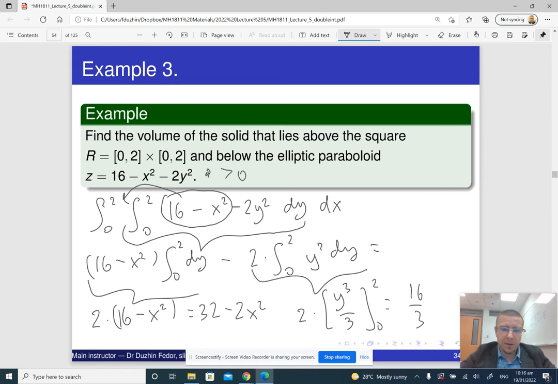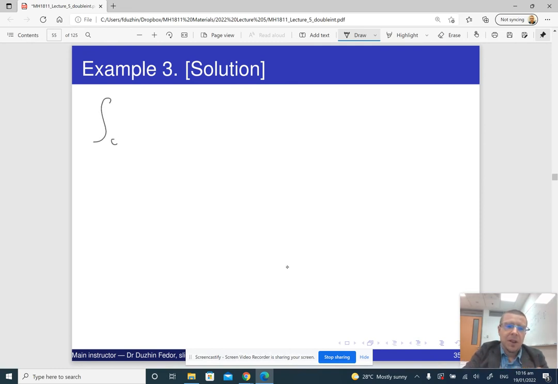So the whole thing becomes 32 minus 2x squared minus 16 over 3. Well, I guess I can just keep it like this for a while, so maybe it's going to become easier to simplify later, right? So I'm going to just keep it like this. So notice that this is a function in x, and we need to integrate it from 0 to 2 with respect to x, right? So we will integrate 32 minus 16 over 3 minus 2x squared with respect to x.